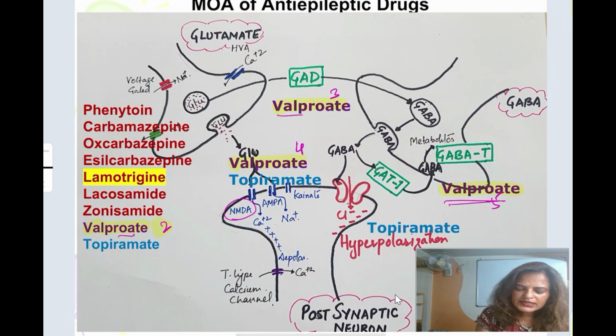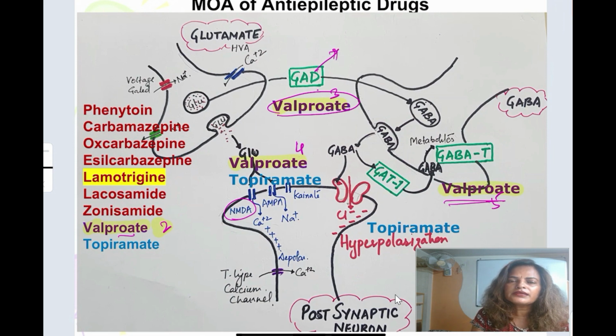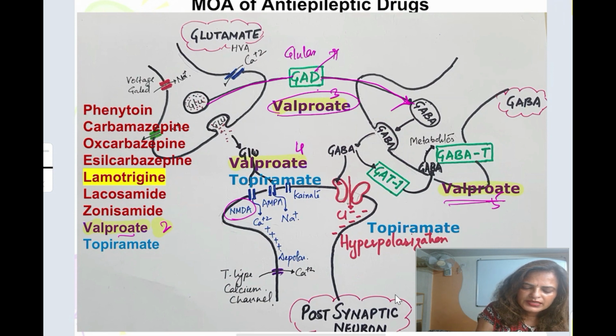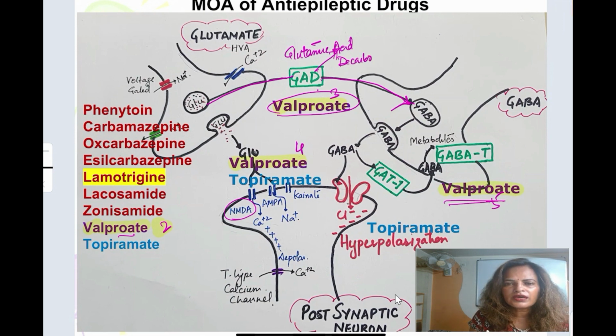By increasing its synthesis. Glutamic acid decarboxylase helps in the synthesis. This enzyme participates in the synthesis of GABA. You can see from glutamate to gamma aminobutyric acid, this is the enzyme glutamic acid decarboxylase. So it is going to activate this glutamic acid decarboxylase. So it promotes the synthesis of GABA.